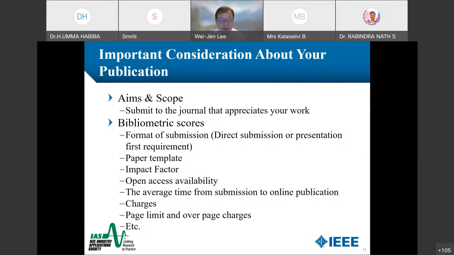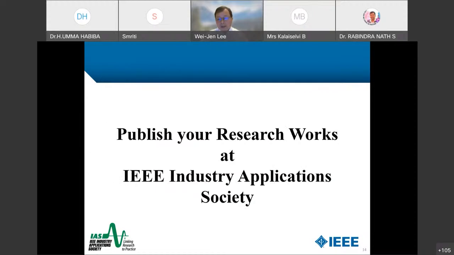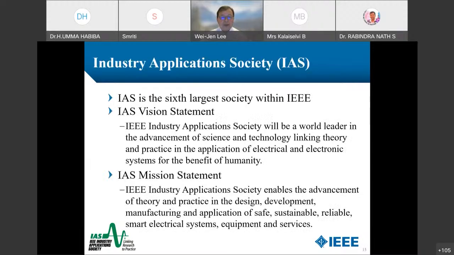For example, in the Industry Application Society, our limit is 10 pages for the journal paper. Each additional page is $120 per page. So I will use a little bit of time to discuss the Industry Application Society. IAS is the 6th largest society within IEEE.